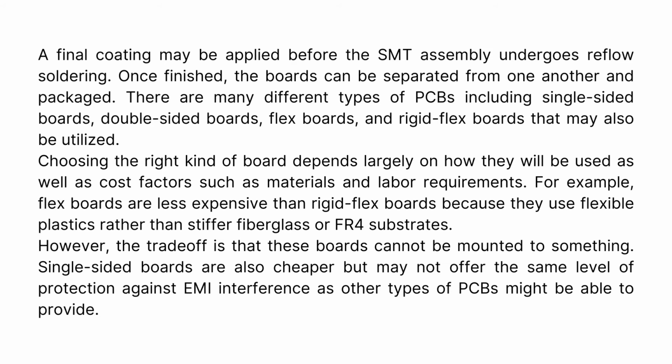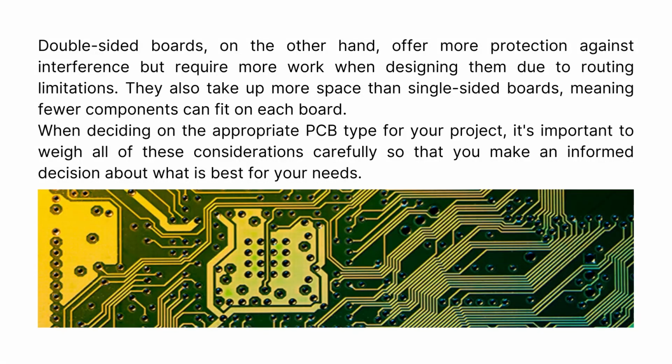Single-sided boards are also cheaper but may not offer the same level of protection against EMI interference as other types of PCBs might be able to provide. Double-sided boards, on the other hand, offer more protection against interference but require more work when designing them due to routing limitations. They also take up more space than single-sided boards, meaning fewer components can fit on each board. When deciding on the appropriate PCB type for your project, it's important to weigh all of these considerations carefully so that you make an informed decision about what is best for your needs.